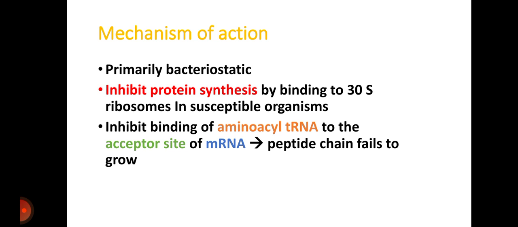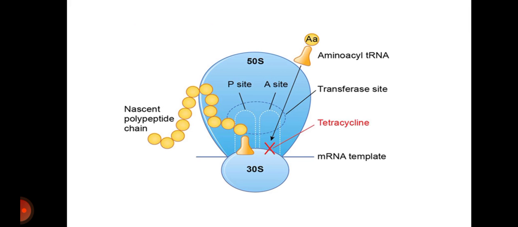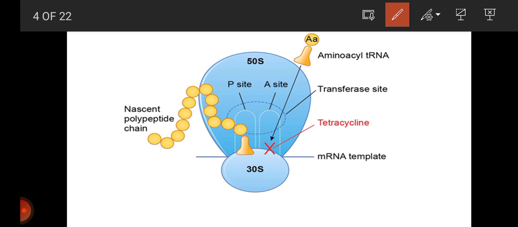Coming to the mechanism of action, tetracycline is primarily bacteriostatic. It inhibits protein synthesis by binding to 30S ribosomes in susceptible organisms. It inhibits binding of amino acyl tRNA to the acceptor site on the mRNA, which leads to the peptide chain failing to grow. Here you can see tetracycline inhibits the binding of amino acyl tRNA to the acceptor site of the 30S ribosome. As a result, elongation of the peptide chain gets prevented.